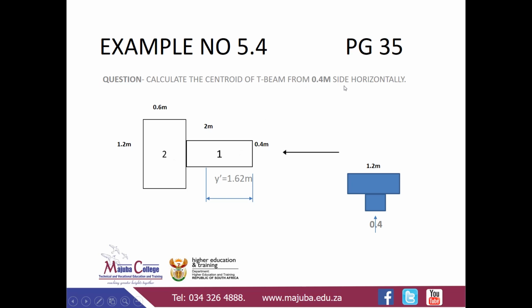Now we need to take note of this statement: from the 0.4 meter side horizontal. Where is 0.4? There is 0.4. I've put this direction to clearly show that we are moving from the 0.4 side horizontally toward this point. To clarify more, I've decided to turn this T-beam around, because sometimes it's confusing: looking at this, it doesn't look like a T-beam. But if you turn it upside down, you can be convinced that it is a T-beam. Then we are moving from 0.4.